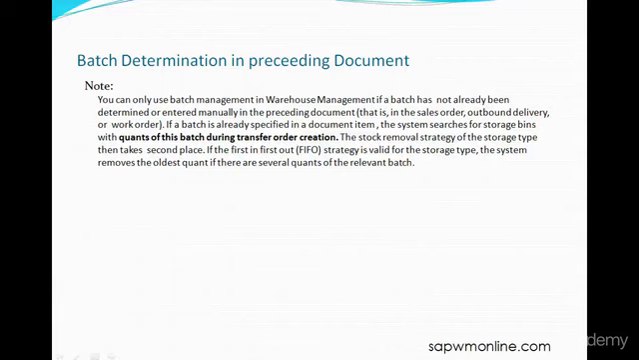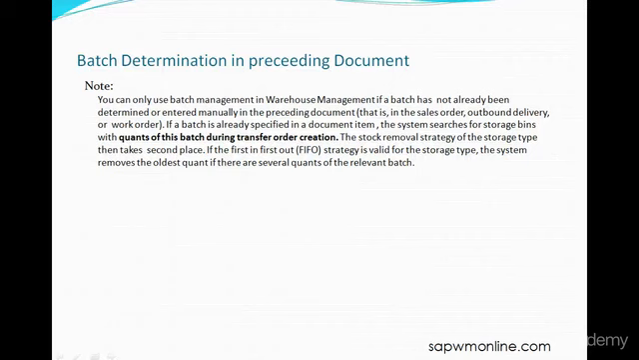If a batch is already specified in a document item, the system searches for storage bins with quants of this batch during transfer order creation. The stock removal strategy of the storage type then takes secondary place. If the first in first out, or FIFO, strategy, for example, is valid for the storage type, the system removes the oldest quant if there are several quants of the relevant batch.